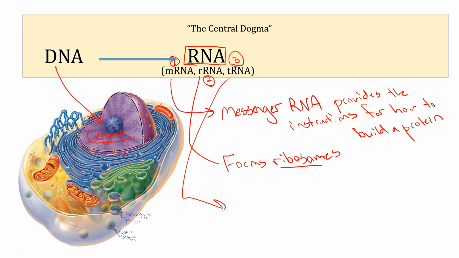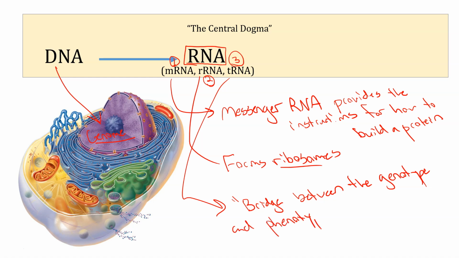Okay, tRNA then, I like to think about it as the bridge between the genotype and the phenotype, because these special molecules have a portion of them that can bind to nucleic acid. They also have a portion of them that can bind to amino acids. So it's kind of the link between nucleic acids and then the subsequent protein that is built. And we'll see a little bit more of this in action a little bit later.